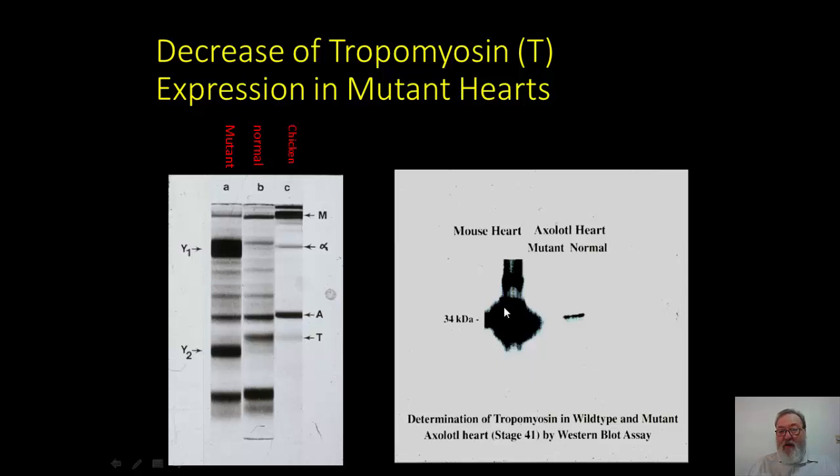And we were able to confirm that by using Western blots in which we used antibodies against tropomyosin. Here's normal heart. You can see the tropomyosin. Mutant hearts, there's nothing there to see. And this is a mouse control in this case showing a large amount of tropomyosin. But clearly, on the basis of the Western blots, it was evident that the mutant hearts were deficient in tropomyosin.